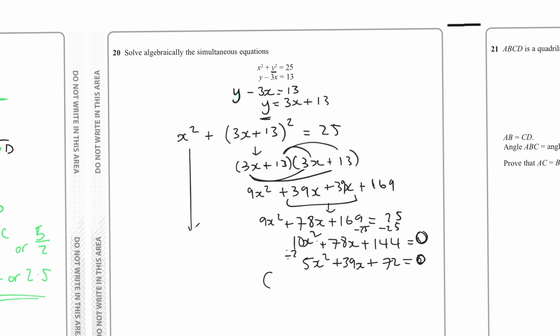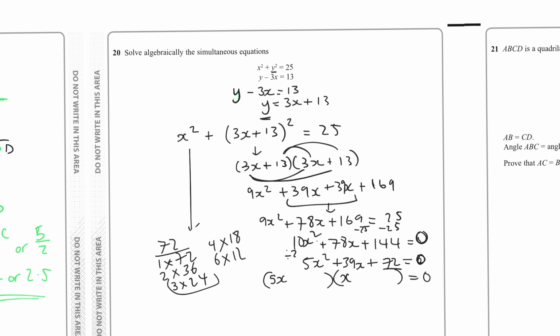Then we need to factorize. So again, to refresh your memory on factorizing, because we've got 5x squared, we're going to have 5x in one bracket and x in the other. Then we need to think of all the different ways of multiplying to make 72. So we can have 1 times 72, 2 times 36, 3 times 24, 4 times 18, and we can have 6 times 12.